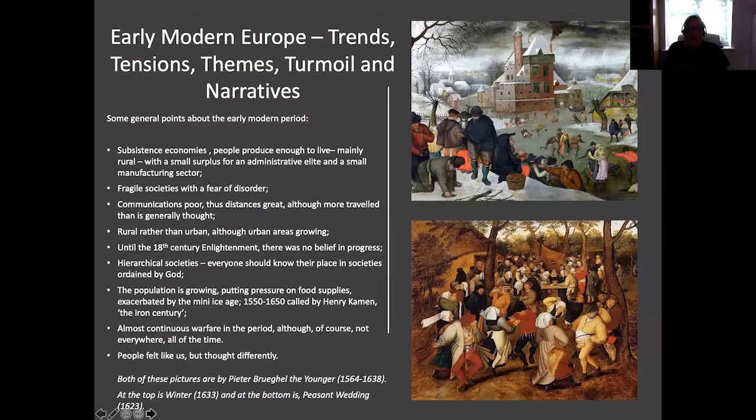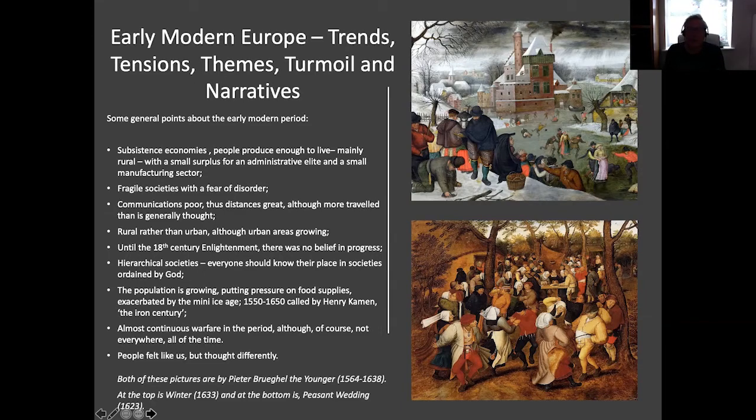next slide. I want to make some general points about the early modern period to start with, to give you a kind of general context about what it was really like. The first thing to say is, outside of a few places, primarily, I suppose, the Netherlands, and oddly, some parts of Germany, these were what you might call subsistence economies. This meant people could produce just about enough to live.